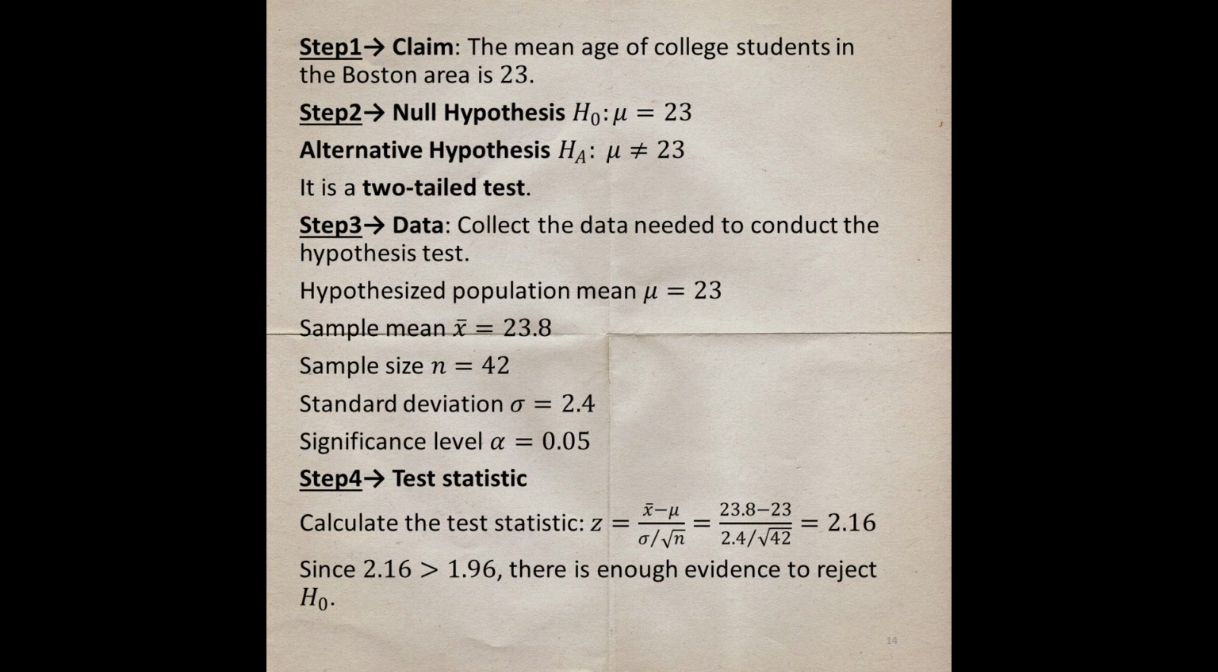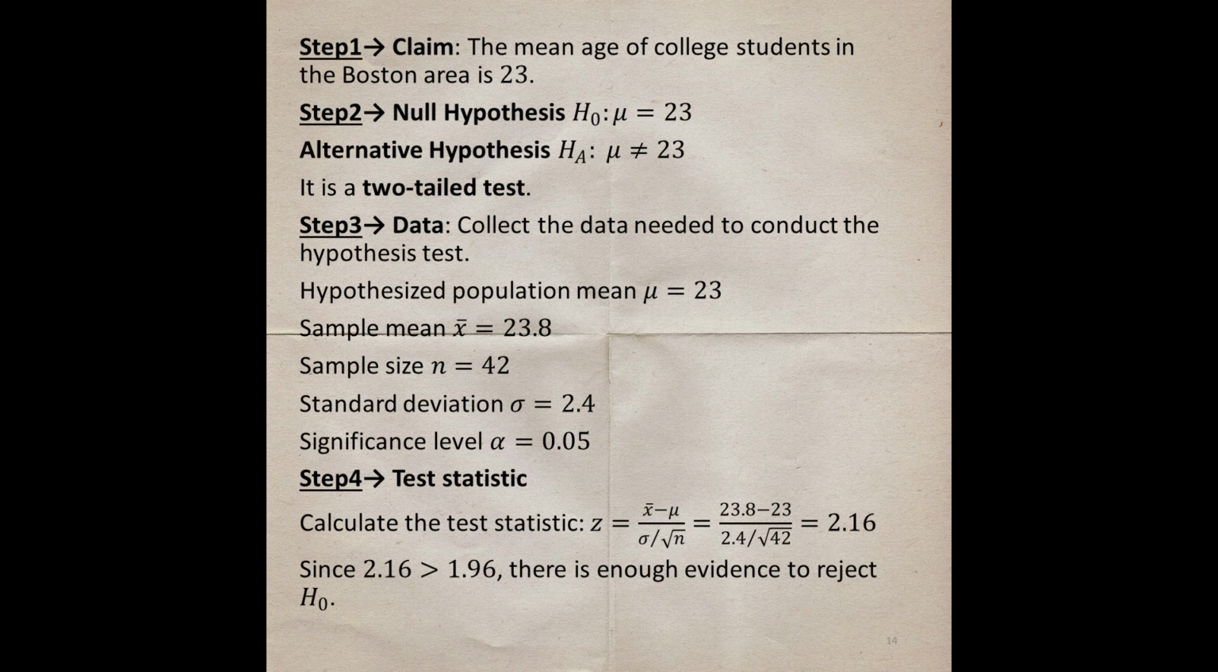Step 1. The claim is that the mean age of college students in the Boston area is 23. Step 2. Null hypothesis H0 states that mu is equal to 23. Alternative hypothesis H1 states that mu is not equal to 23. It is a two-tailed test.